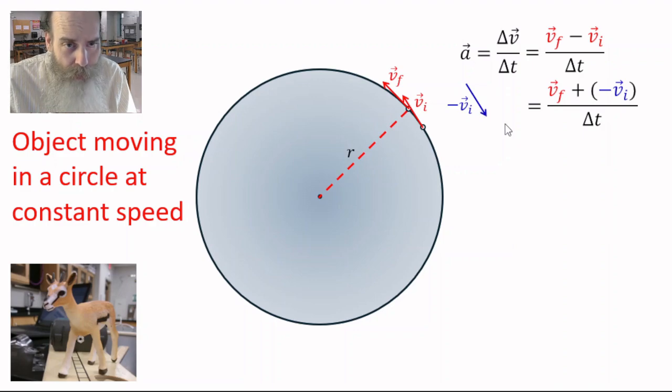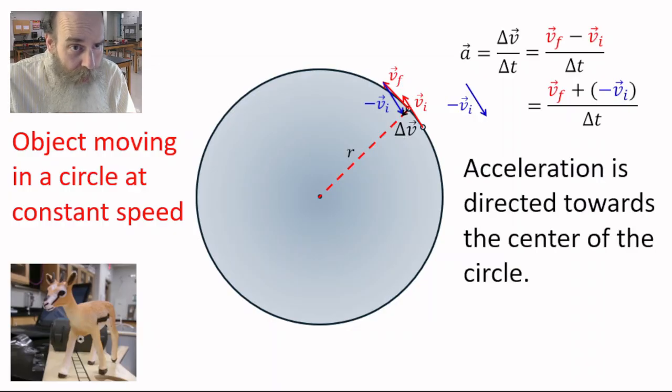Now let's add the two vectors. So I'm going to move vector negative v initial. I'll put the tail of negative v initial at the head of v final, like this. And then I form the sum. I go from the tail of v final to the head of negative v initial. And that's what I get. That's delta v.